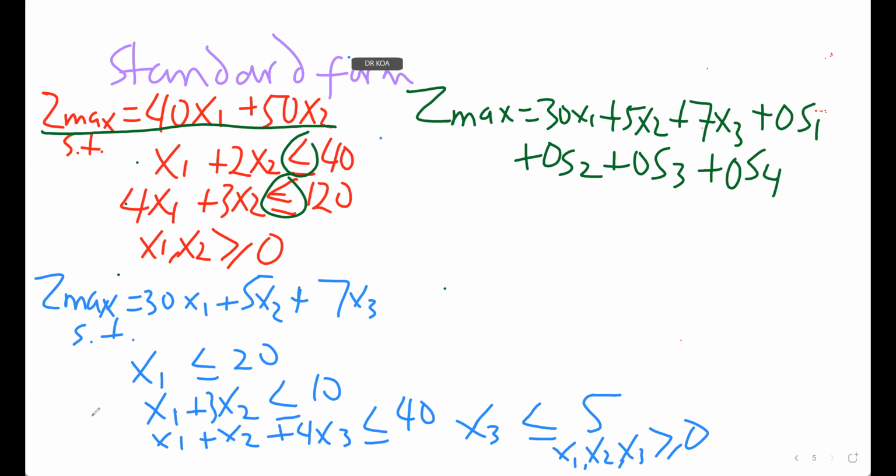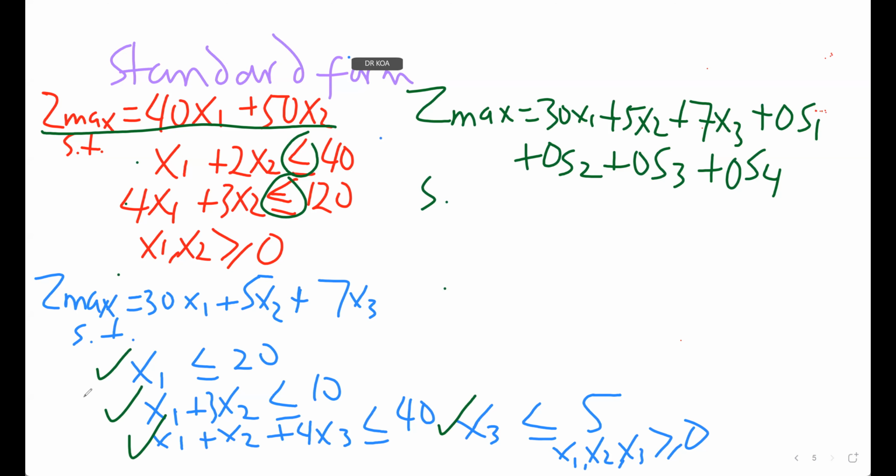So how did I do that? Because the constraints are 1, 2, 3, 4. As for the non-negativity constraint, we know that it's not bad. If you're able to identify these parts here, you are sorted. That's the first thing. So you know that there are 4 constraints, so there are 4 slacks.